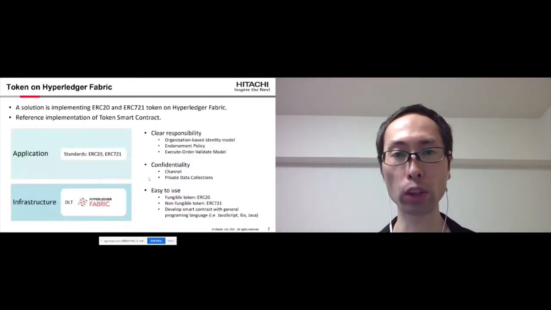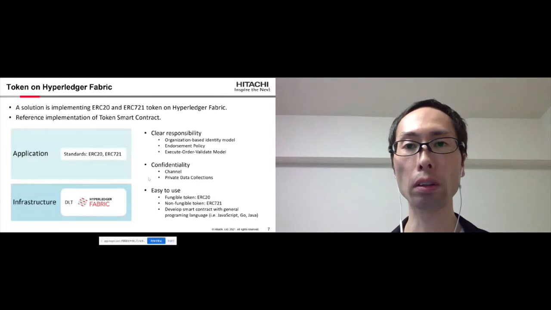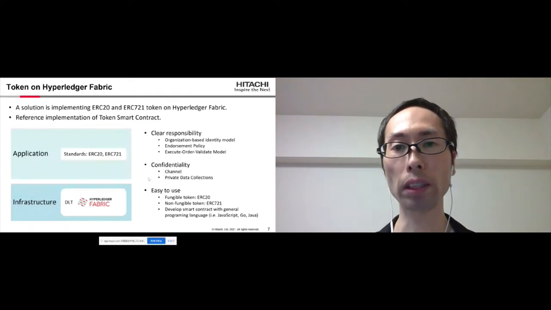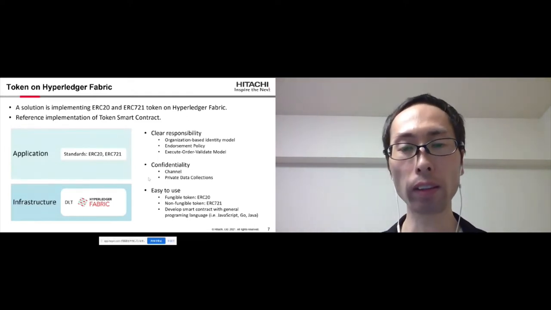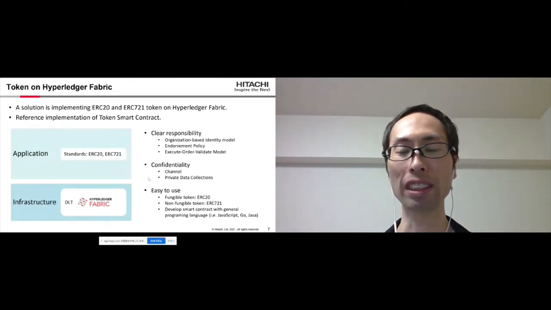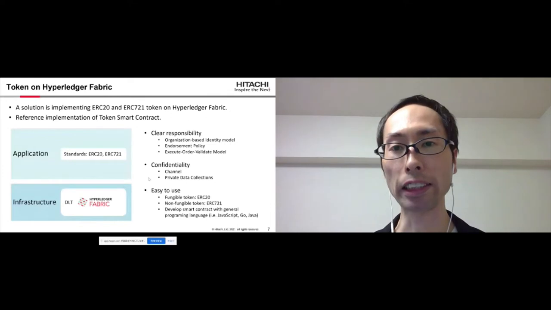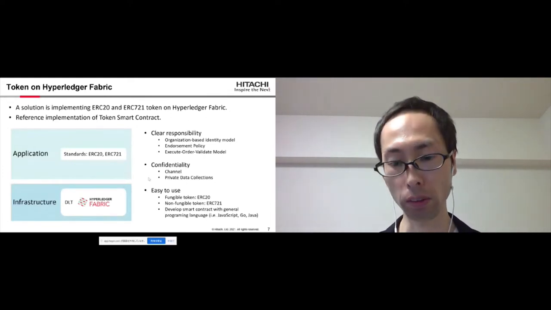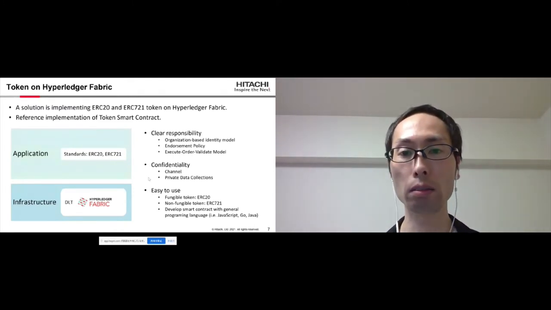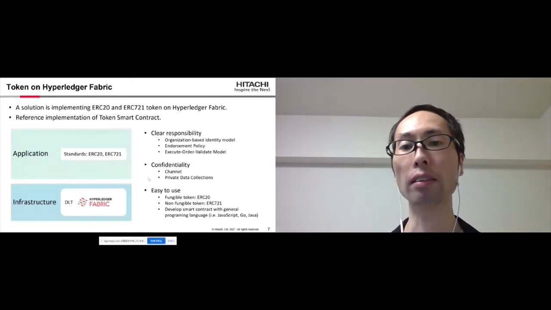To solve these issues, I implemented ERC20 and ERC721 token on Hyperledger Fabric. For clear responsibility, Hyperledger Fabric provides organization-based identity model and endorsement policy, so transactions are signed and agreed by legal entities. Fabric provides a consensus mechanism called execute order validate model, so transaction finality is guaranteed. For confidentiality, Fabric provides channel and private data collections, so we can keep transactions secret.